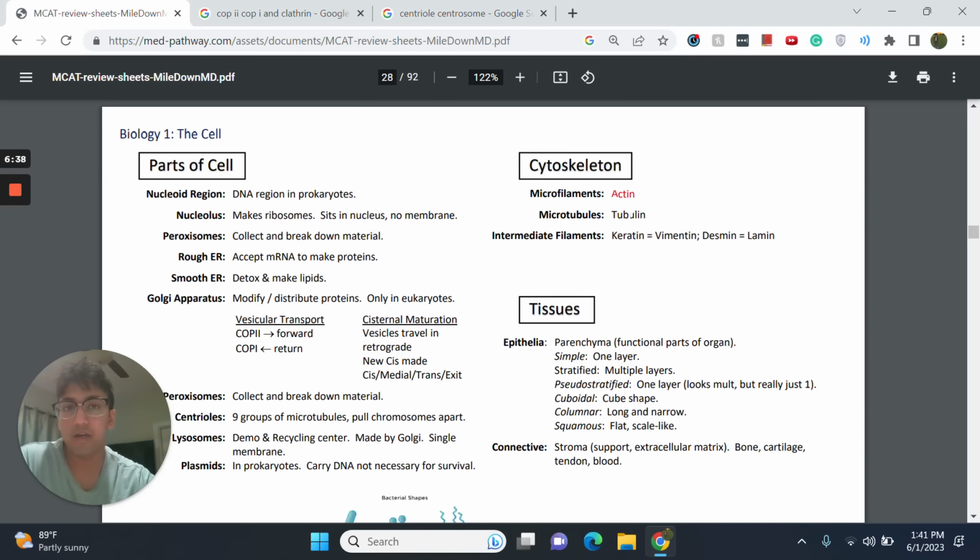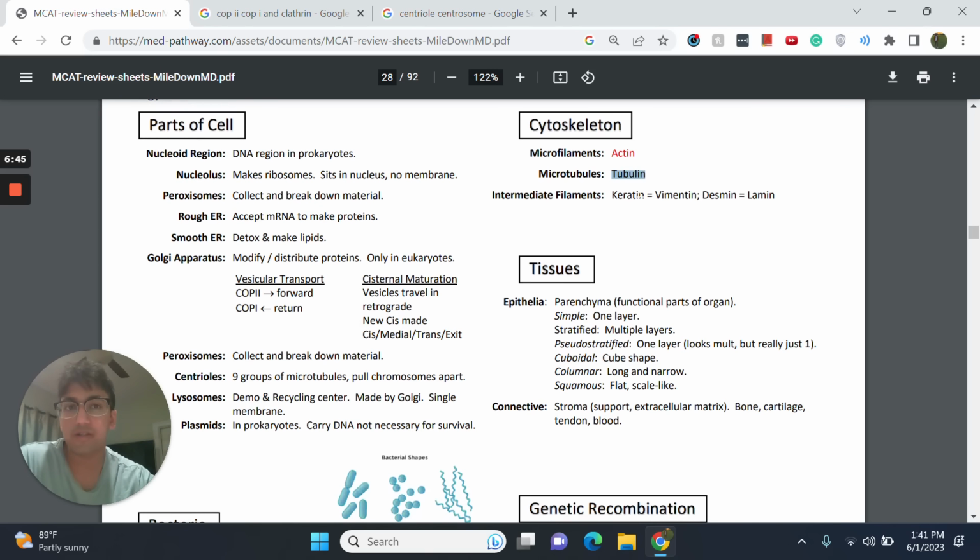Okay, I kind of hinted at the cytoskeleton, but it's important to know that microfilaments are pretty high yield. Microfilaments, actin is a very important one. Microtubules, tubulin is a very important one. And intermediate filaments, keratin and desmin. Those are important. Keratin and desmin is really prominent in your nails and hair.